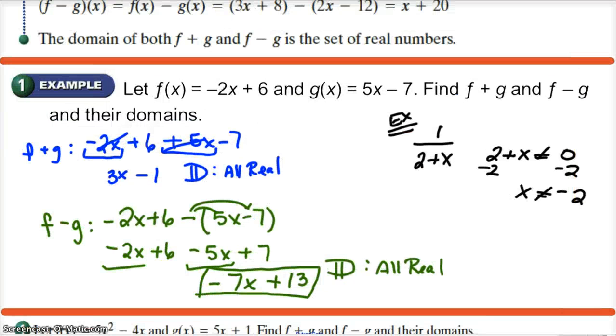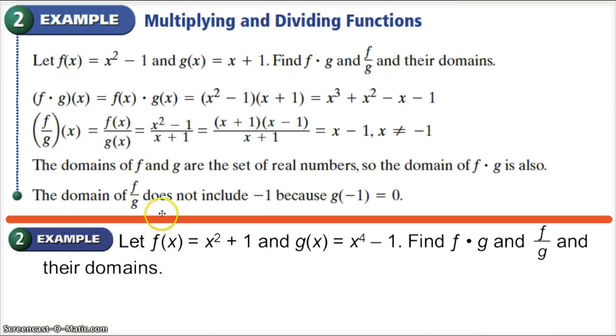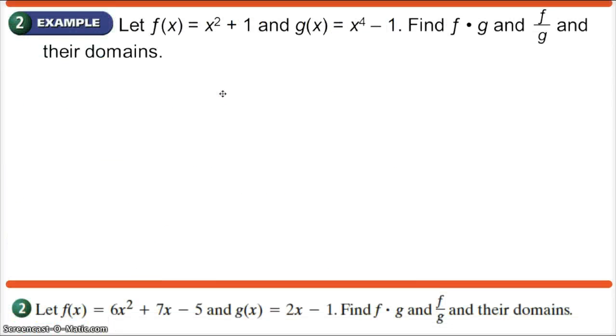Oh, sorry. Next example, multiplying and dividing functions. So looking at these functions, we have f of x is x squared plus 1, and g of x is x to the 4th minus 1. We want to find f times g, which would be x squared plus 1 in parentheses times g, which is x to the 4th minus 1.